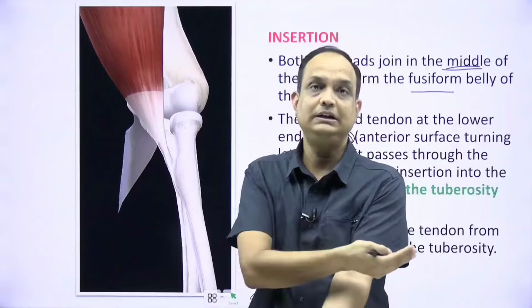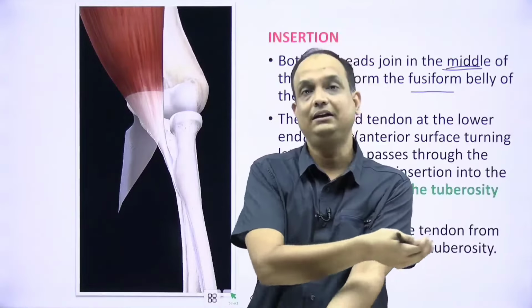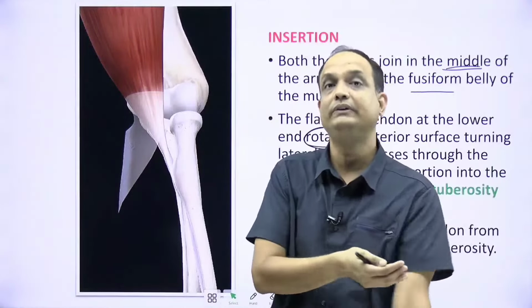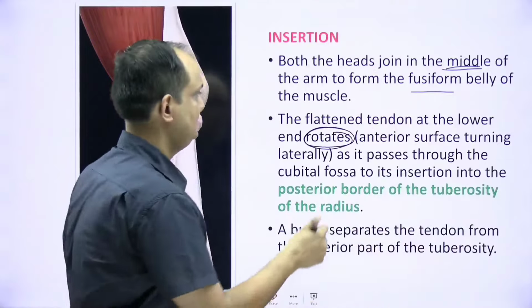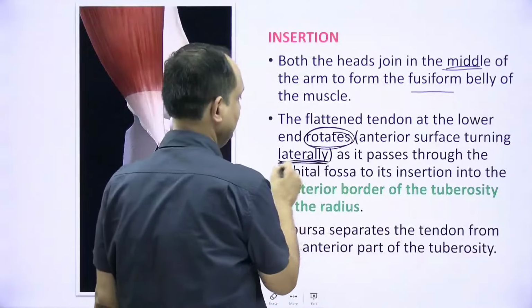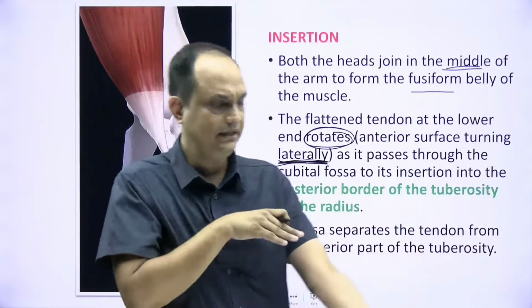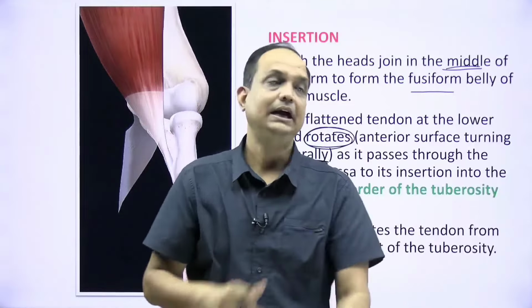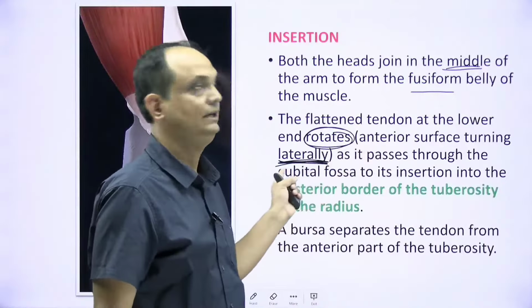And where does it rotate, laterally or medially? Answer is laterally. Why laterally? Because it will go towards the radius. So, this rotates or takes a turn laterally, and when it is taking a turn laterally, the anterior surface turns laterally.